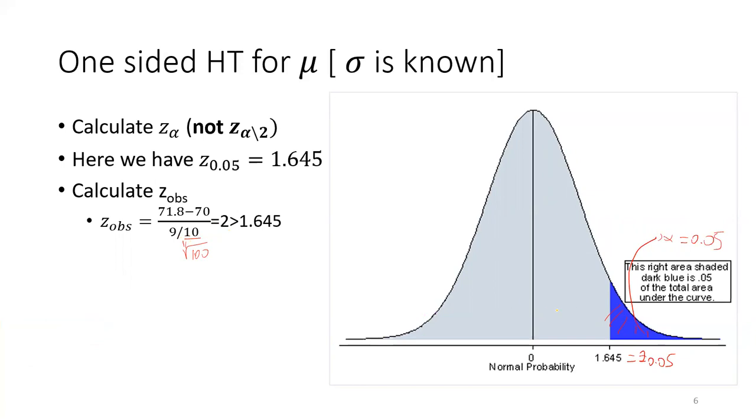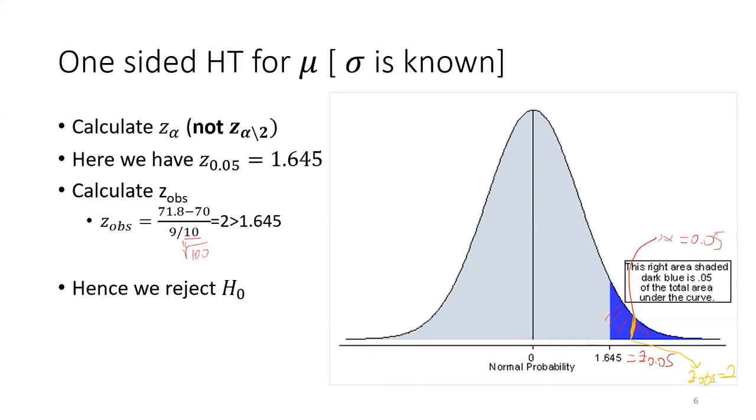This is orange. So it's somewhere here, okay, somewhere here. 2. This is z observed. Okay, which is equal to 2. It's in the rejection region, right? It's in the rejection region. Hence, we just reject H0.